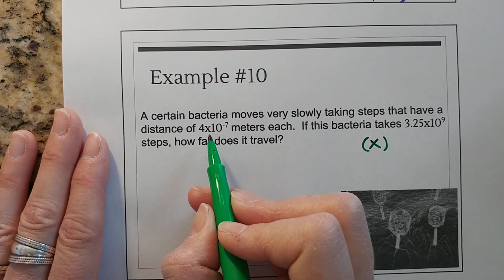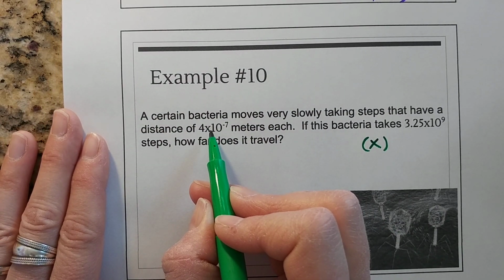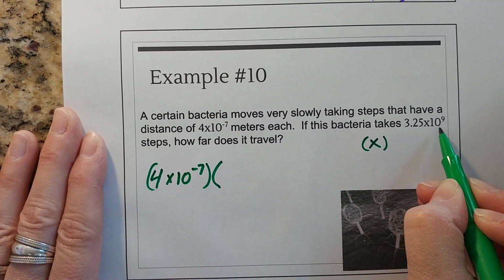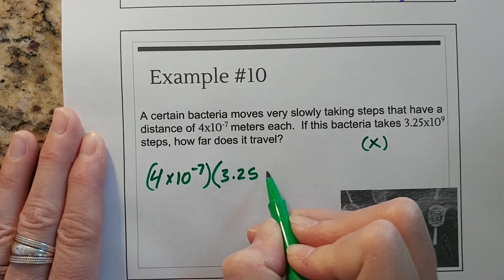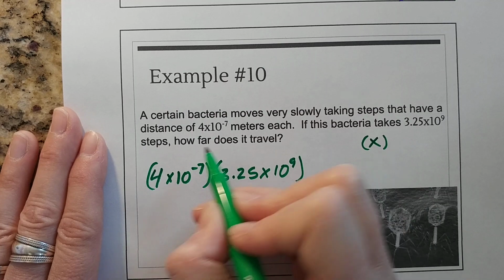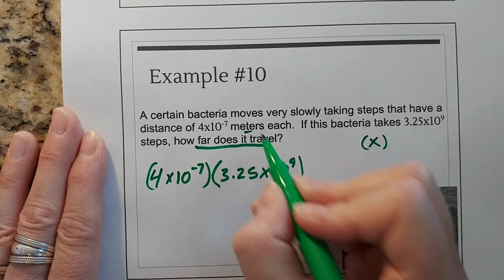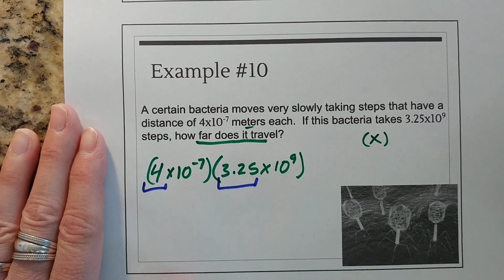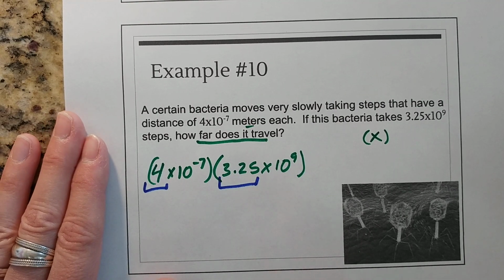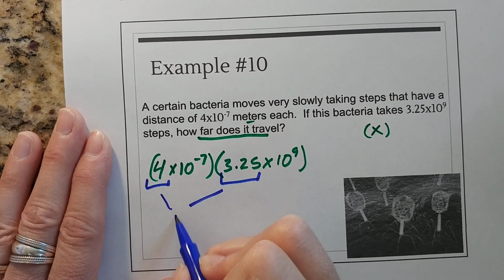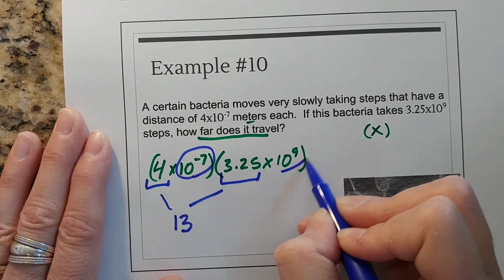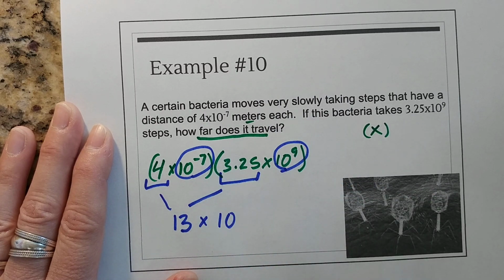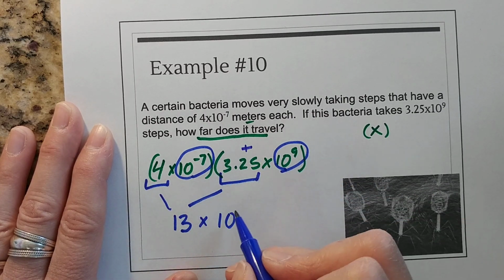So let's take the distance that the bacteria moves in each step, and we're going to multiply it by how many steps that the bacteria is going to take total. And we're going to figure out how far it's going to travel. And of course, this is in meters. So multiplying, we're going to have to first multiply the coefficients. 4 times 3.25 is 13. Now let's go ahead and multiply the powers. Now if I'm multiplying powers with the same base, I add the exponents. Negative 7 plus 9 gives me 2.